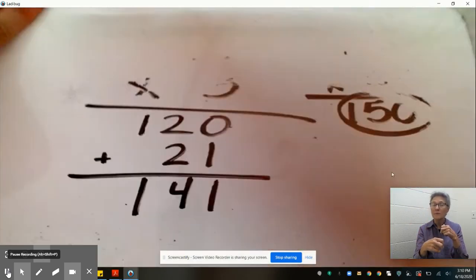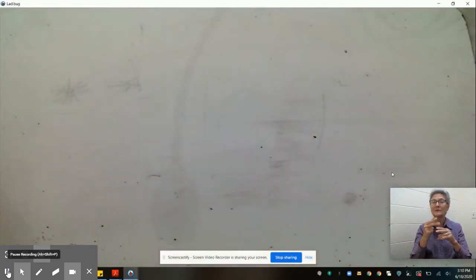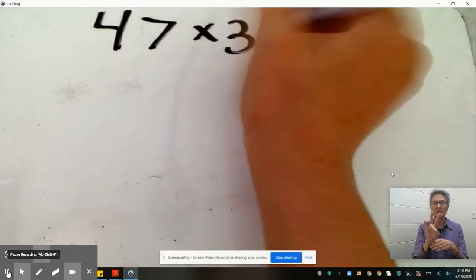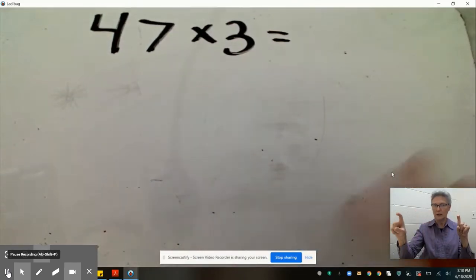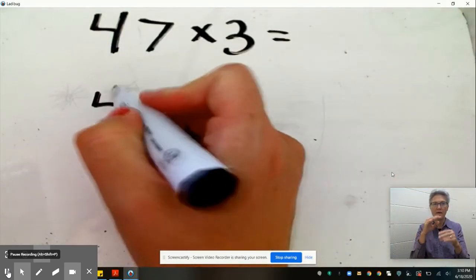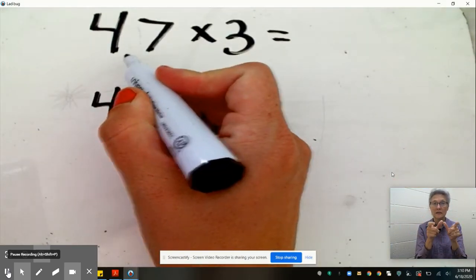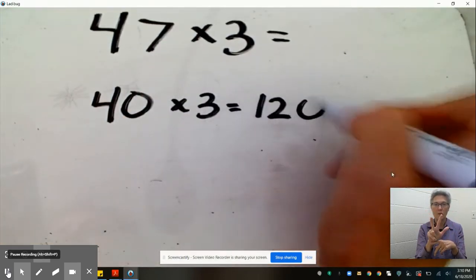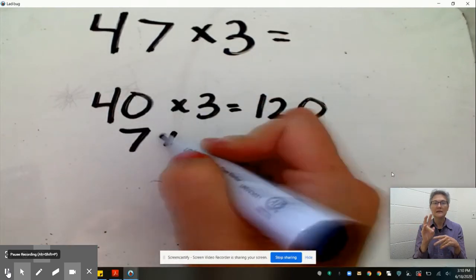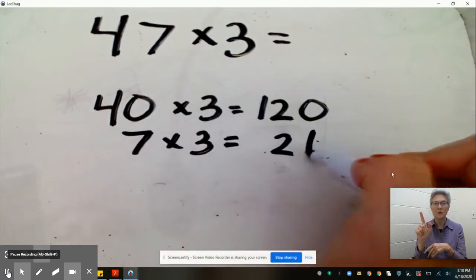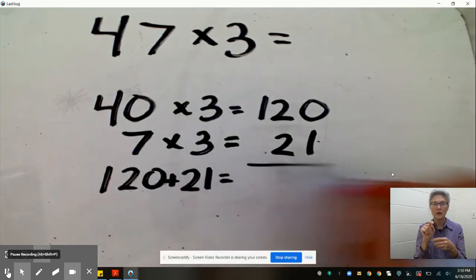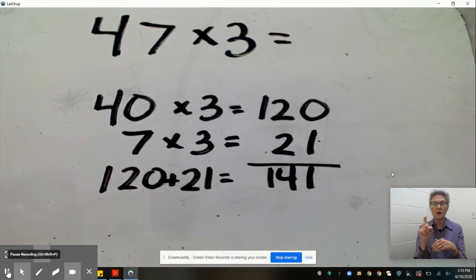I'm going to do it horizontally, just to show you that in math, you can use the same strategy multiple ways. So now we're going to look at the same problem of 47 times 3. Again, I'm going to split up my 47 into 40 and 7. So 40 times 3 is 120. 7 times 3 is 21. And then I add 120 plus 21 to get 141.